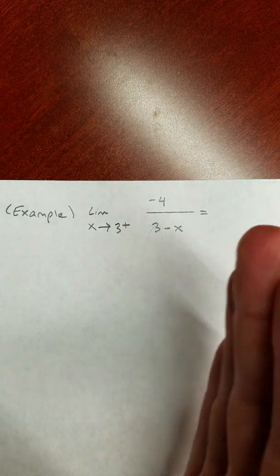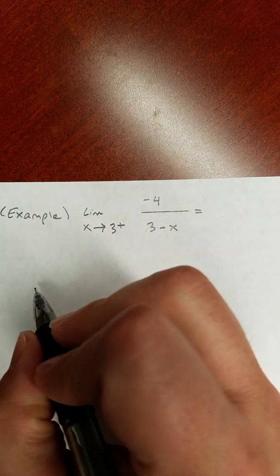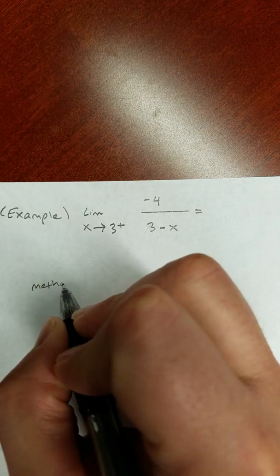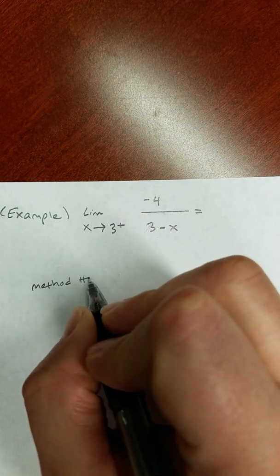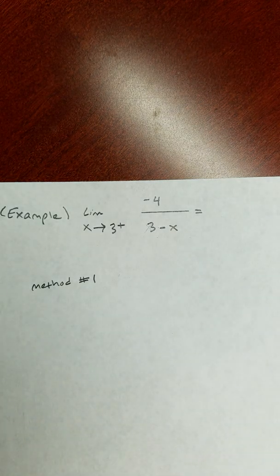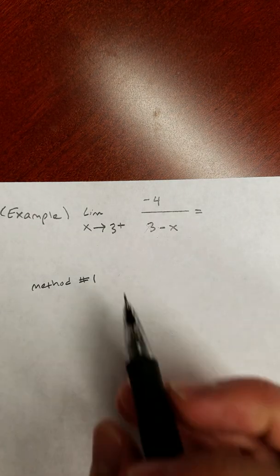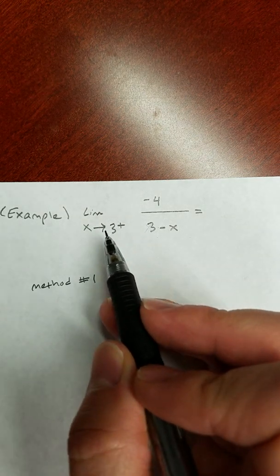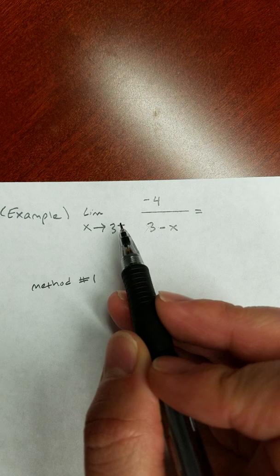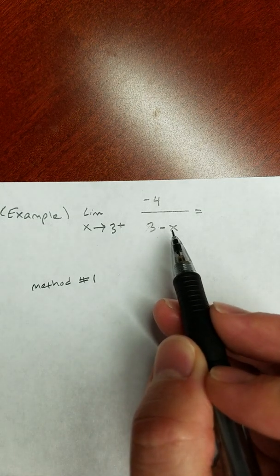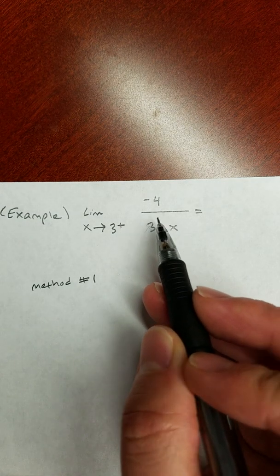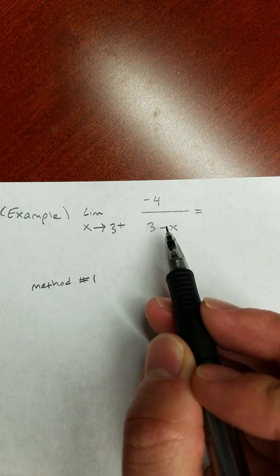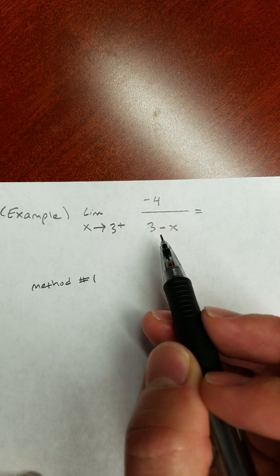I'll show you my two methods. I'll make the table, and I'll show you just intuitively what we're going to get. So here's my first method, the fastest one, so long as it's something that you feel comfortable with. If x goes to 3 from the right, that's going to look like 3.1 or 3.01. What's 3 minus 3.1? That's a small negative number. What's 3 minus 3.01? That's also a small negative number.